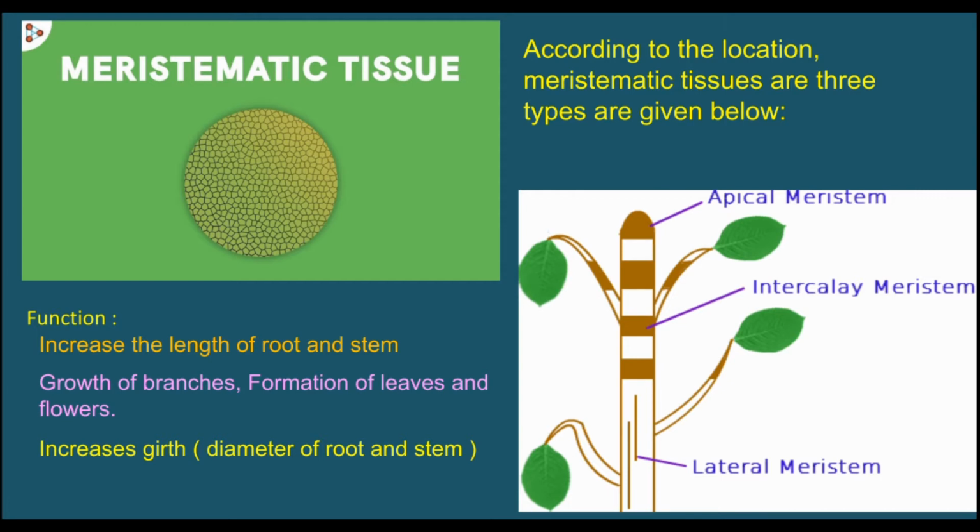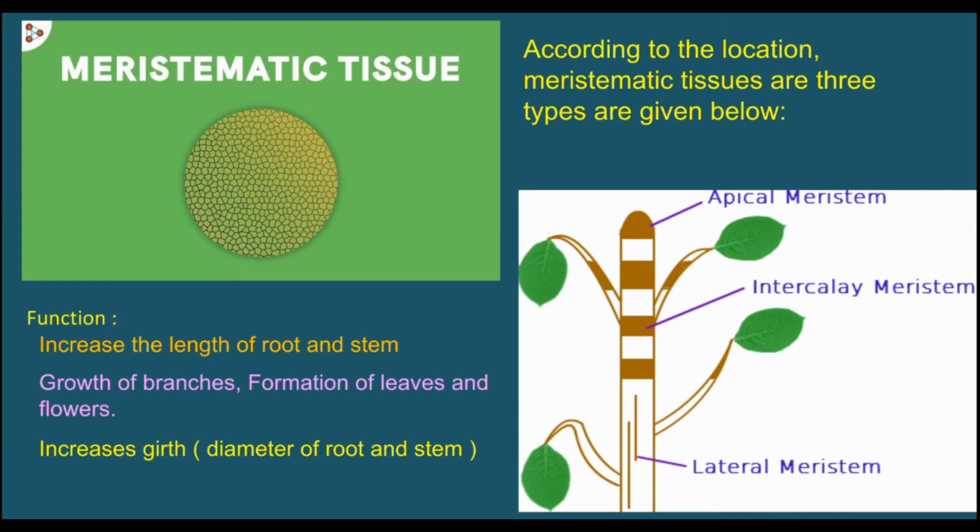Apical meristem is present at the tip of the root and stem. Intercalary meristem is present at the base of the petiole of leaves and of branches. Lateral meristem is present on the lateral side of roots and stem.